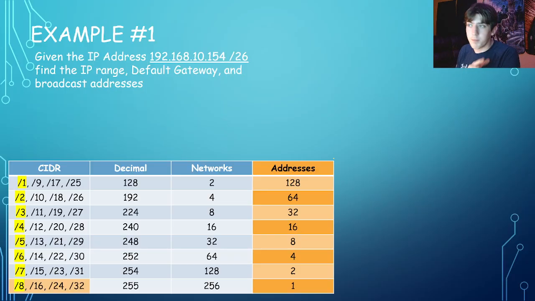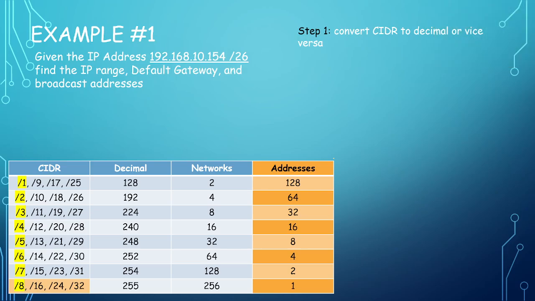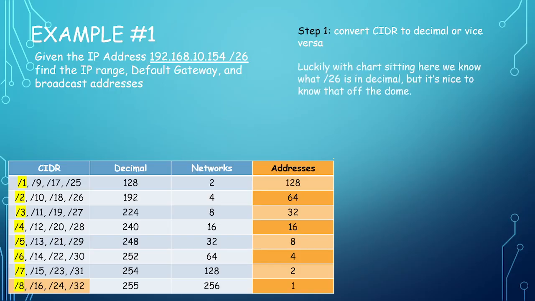We're gonna break it down part by part into my little 3-step plan, which I stole from Professor Messer. Okay, we're gonna have to get rid of me so you can read that. So we're gonna convert CIDR to decimal or vice versa. In this case, we're converting it to decimal because we have CIDR 26 on our IP address. Luckily, with the chart sitting here, we know what CIDR 26 is in decimal. But it's nice to know that off the dome.